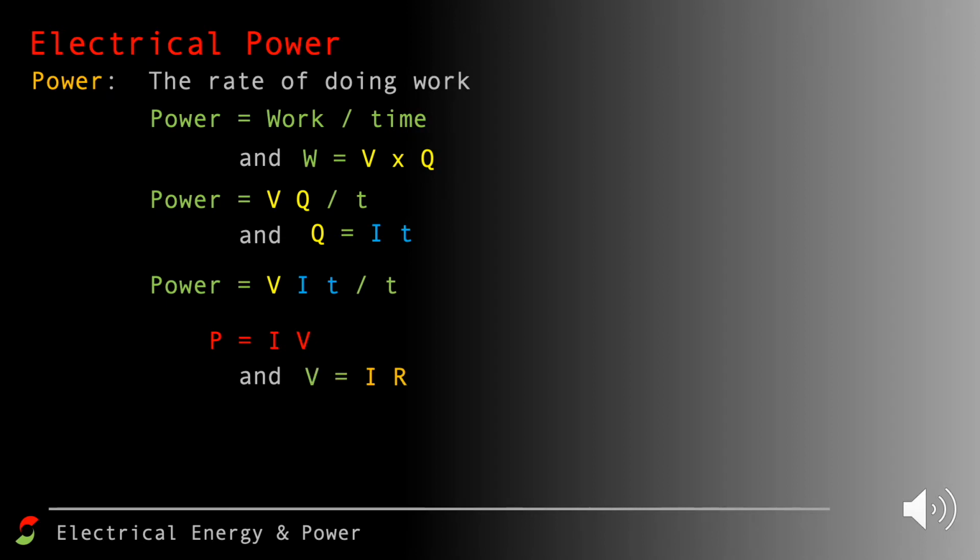Now, if you remember Ohm's law said V equals IR, well, instead of that V in P equals IV, I'm going to substitute IR into it, which is going to give me P equals I times R times I, or P equals I squared R. So electrical power equations then: that's the origins of P equals IV and P equals I squared R. Those are just the origins of those equations.